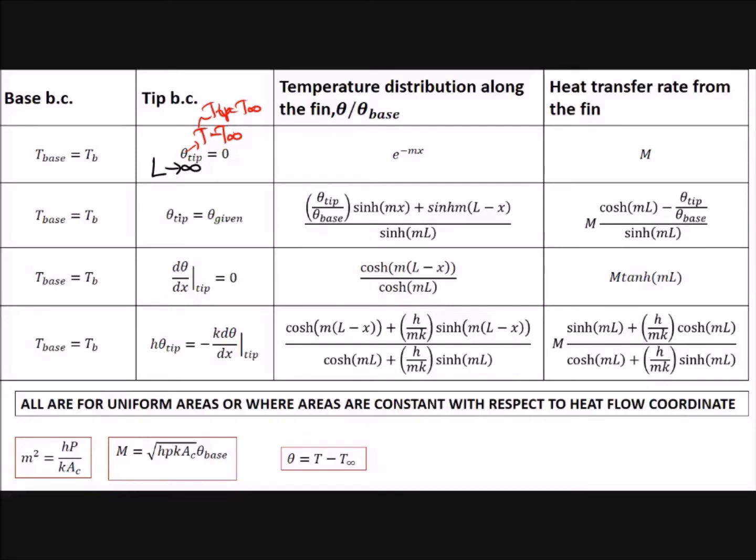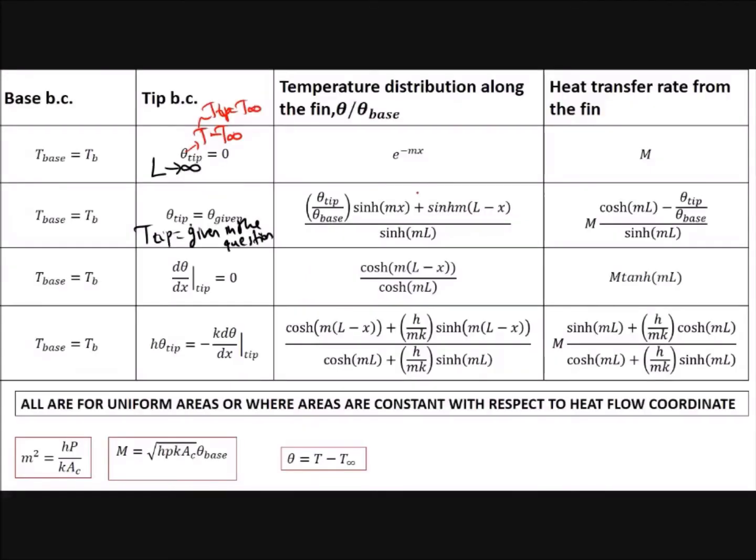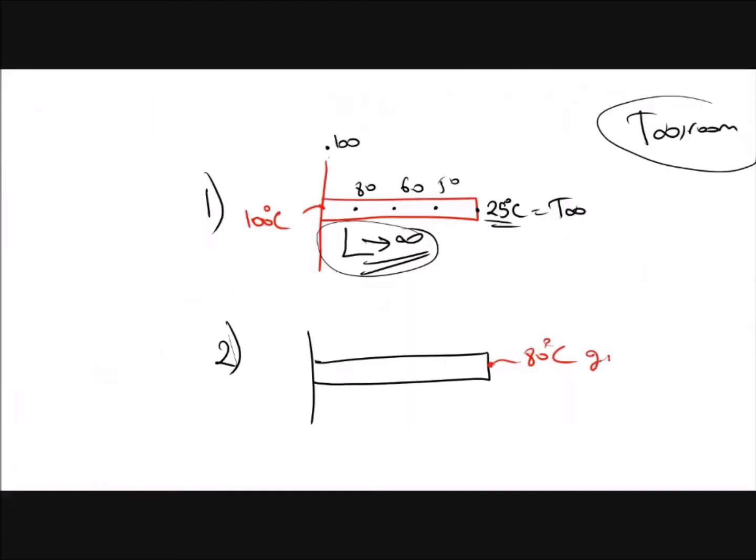Another condition is that theta tip, or T tip, is given in the question. So the question gives the temperature at the tip. Let's say this one is 1 and 2, and this is the fin. The question says that the temperature at the tip, this one, is 80 degrees Celsius. Okay, you use the formulas here. We'll come to that formula.